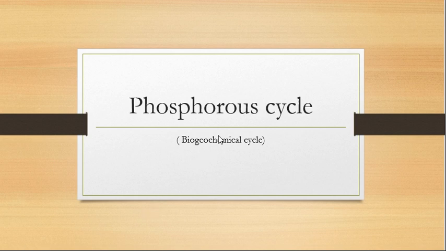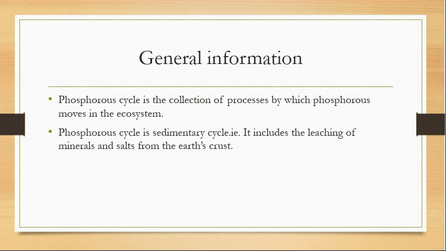So in today's video we'll be discussing the phosphorus cycle. The phosphorus cycle is the collection of processes by which phosphorus moves in the ecosystem. The phosphorus cycle is a sedimentary cycle, that is, it includes the leaching of minerals and salts from the earth's crust.